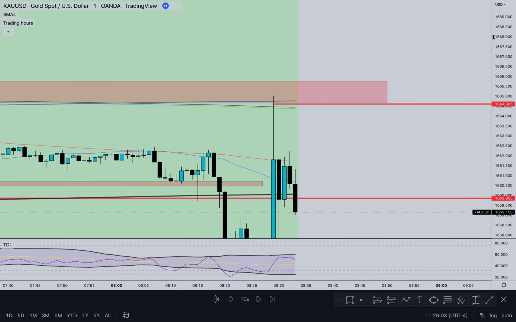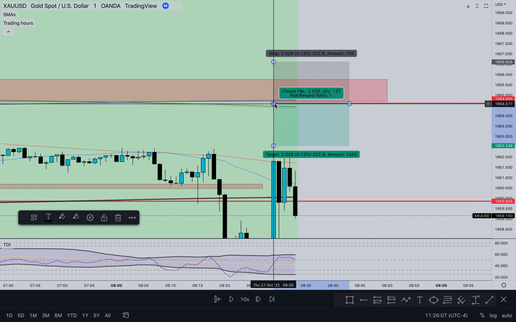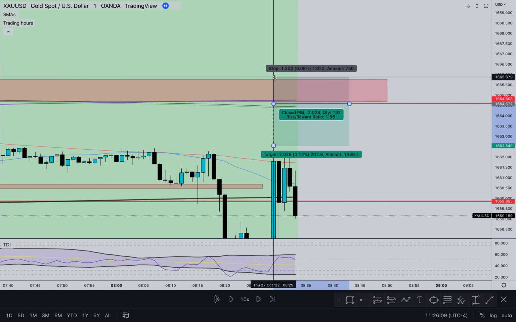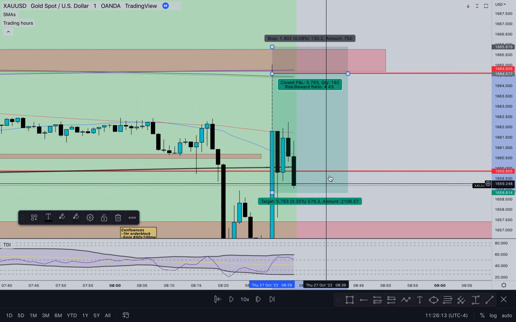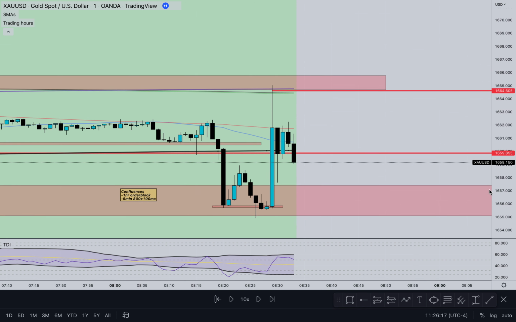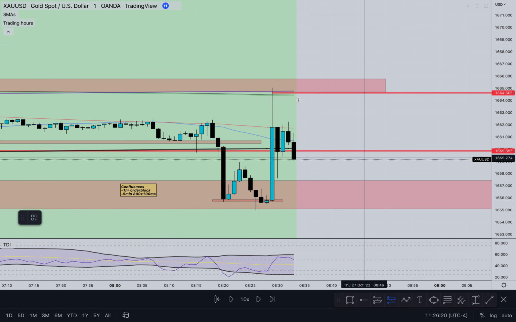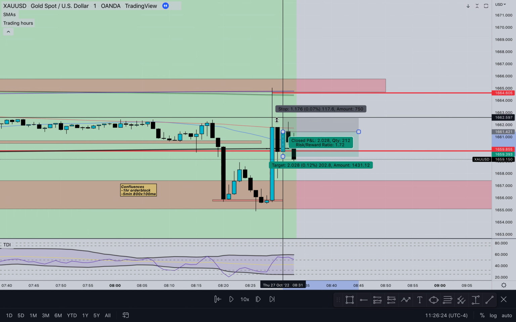I mean, if you had a limit here, that's a whole different story. I should probably start trading with limits. I could have had a limit right here, stop loss above here. I would have been in this trade right off the bat. But since I didn't have a limit there, because I didn't even know it was gonna go that crazy, I entered around here, stop loss above here.